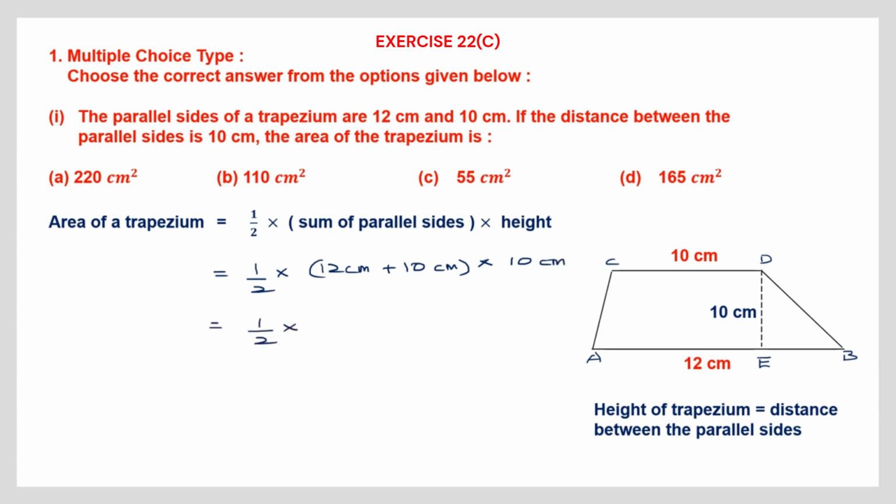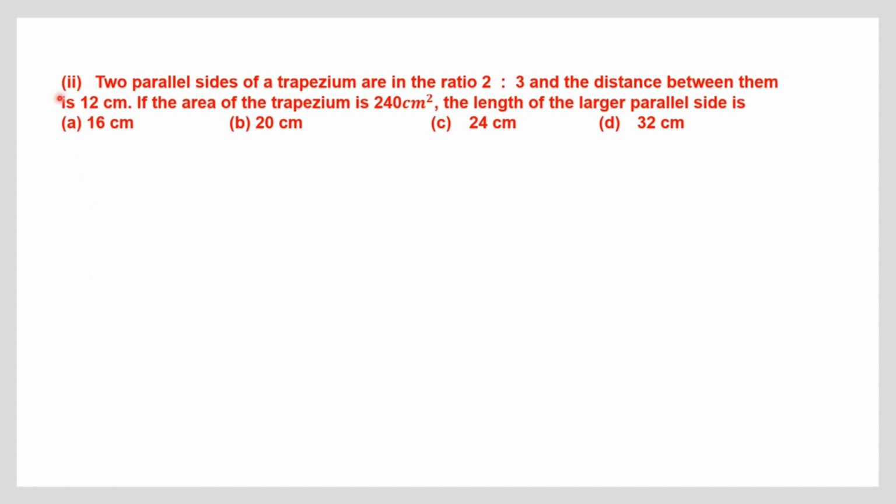1 by 2 into 12 plus 10 is 22 into 10. Now we can cancel here itself. So I can cancel this. 2 ones are 2 and 2 into 11 is 22. Now we can simply multiply. So here 11 into 10 is 110 and the units are centimeters. So because it's area, it is centimeters square. So we have found the area of this trapezium, that is 110 centimeters square, and that is option B, 110 centimeters square. Question 2. Two parallel sides of a trapezium are in the ratio of 2:3.